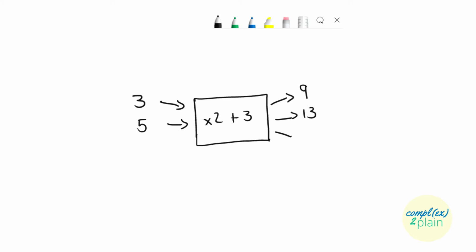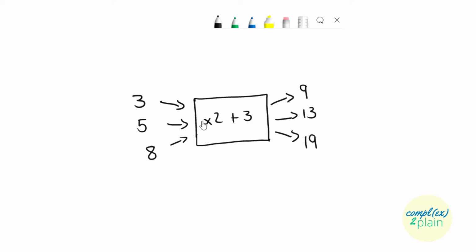Okay, and you could also have an output that's slightly more difficult. You just work backwards. Say 19 over here, minus 3 is 16, divided by 2 is 8. And that's basically functions, okay? Let me show you how that is functions.